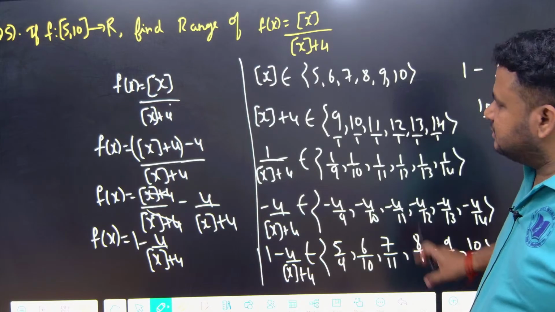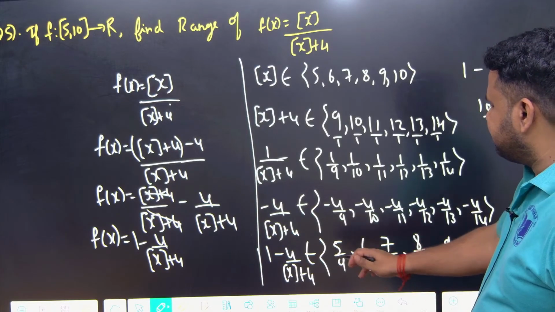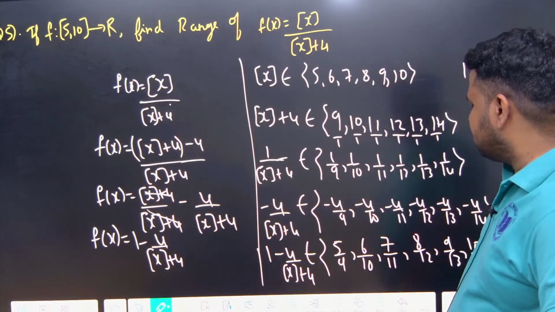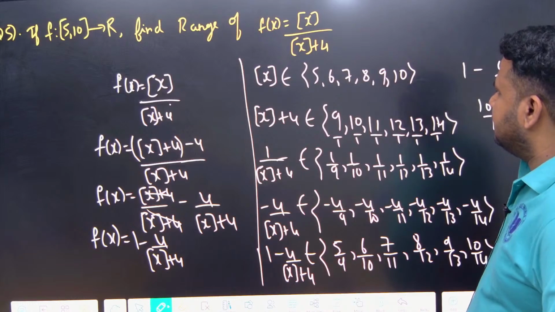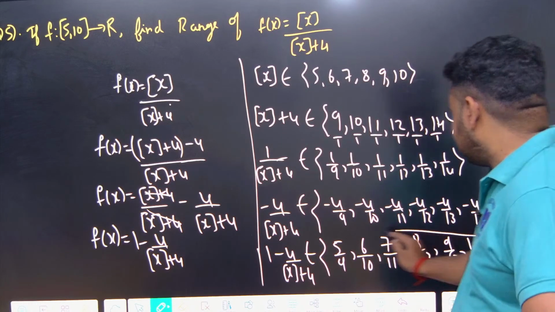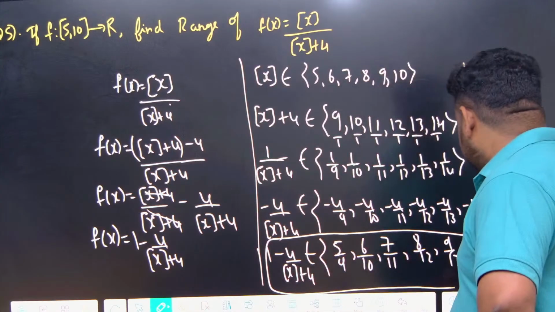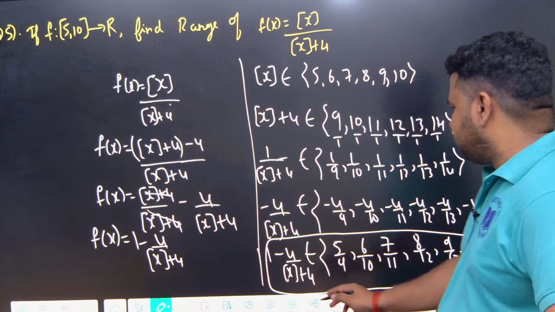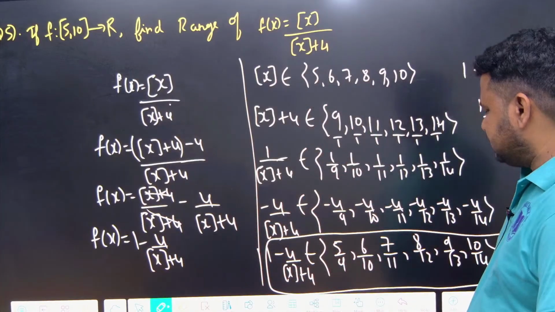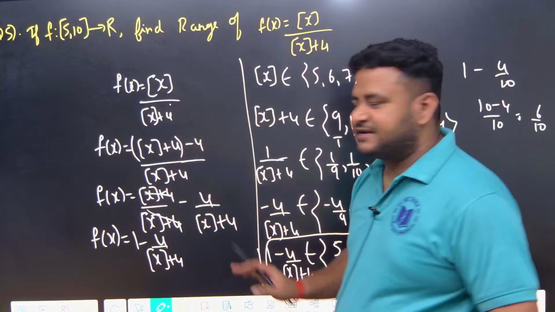Clear, friends? This is how we will get the answer. So what we got finally is f of x. For f of x, we got the range. This itself is the final answer, friends. 1 minus 4 by step of x plus 4 is nothing but f of x, and we got the range. That itself is the answer. This is how in a simple way we can get the range.